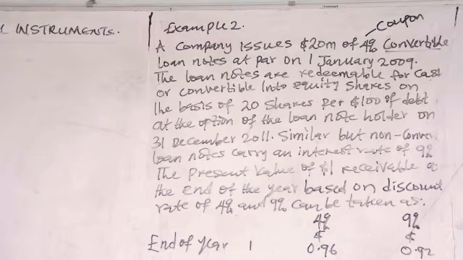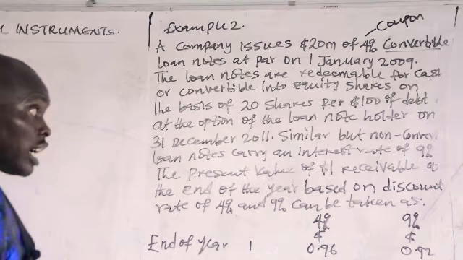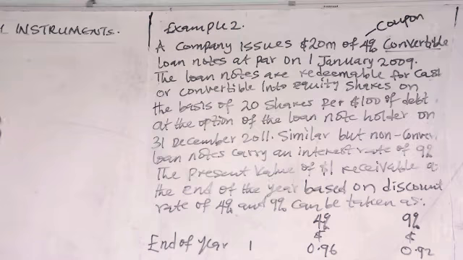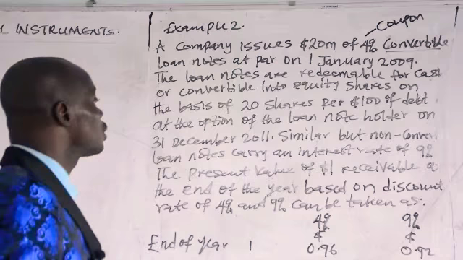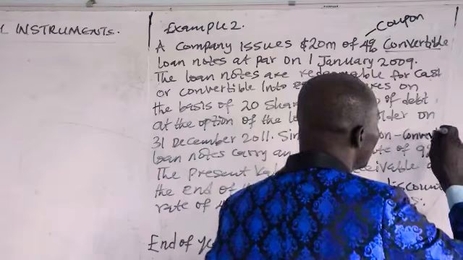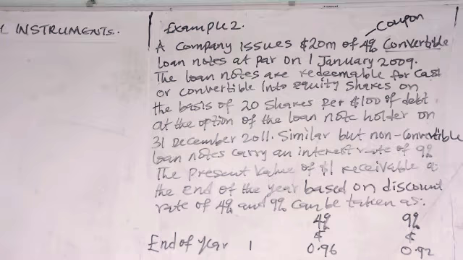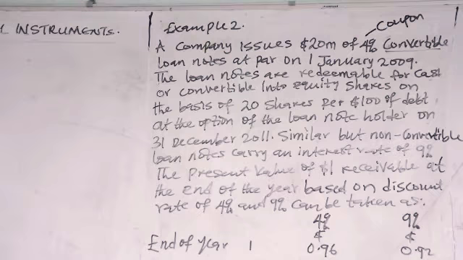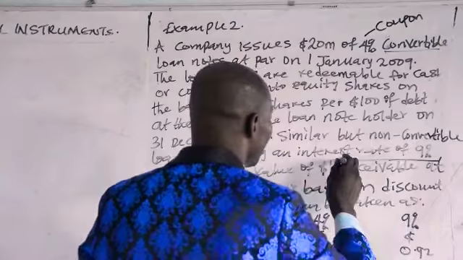The loan notes are redeemable for cash or convertible into equity shares on the basis of 20 shares per $100 of debt, at the option of the loan notes holder on 31st December 2011. Similar but not convertible loan notes carried an interest rate of 9%. The present value of $1 receivables at the end of the year based on discount rate of 4% and 9% can be taken as follows. This 9% is the effective interest rate.